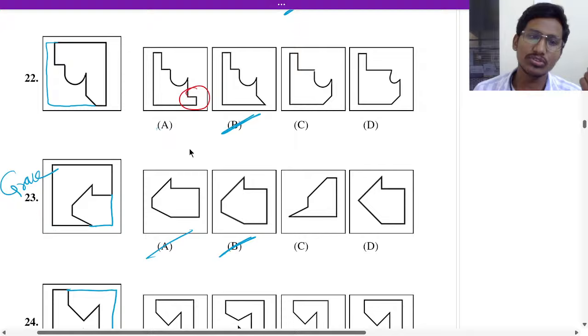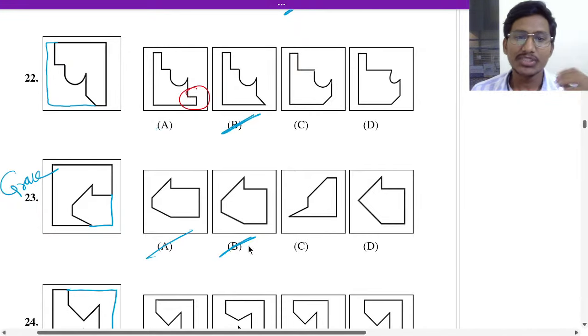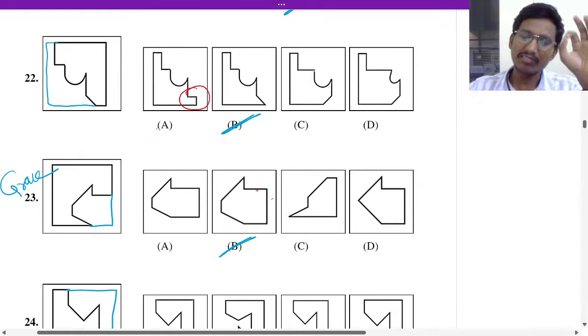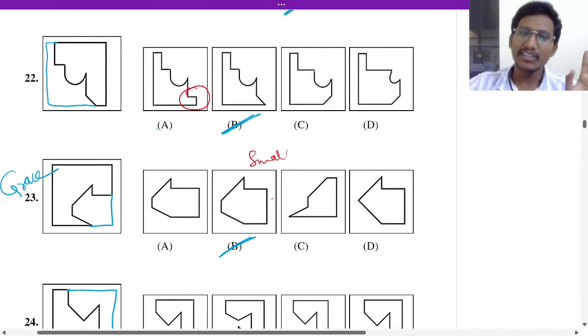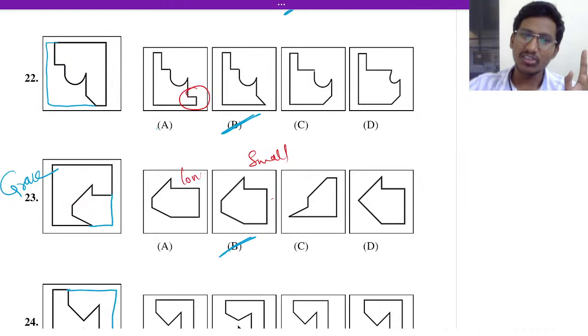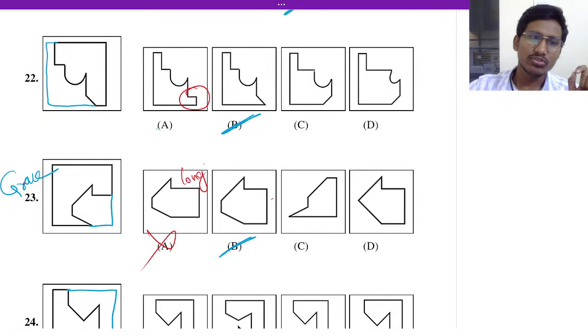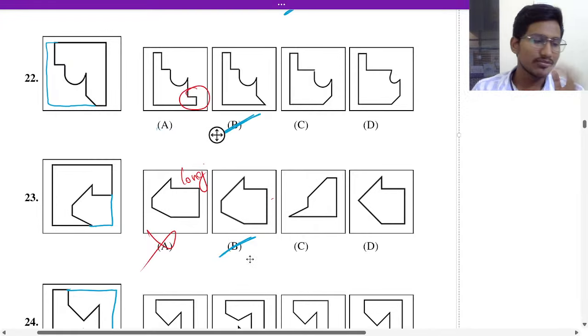Now 23. What will be the answer for 23, students? Tell me. Here both can be, but if you see a little bit, B is more suitable. So B is the answer. B is smaller, right? This one is a little long, so that is why it is not the answer. This is small, correct? A is not the answer, so only B is the answer for 23. Understood everyone?